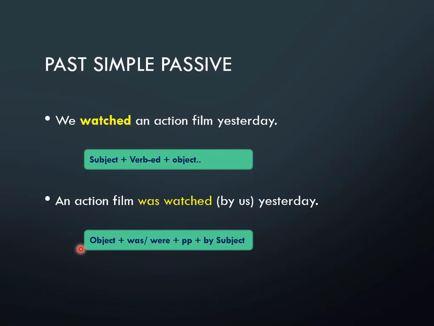We put the object at the beginning. We should write the past form of the helping verb be after the object, was or were. If the subject or the object here is singular, we write was. If it is plural, we should write were here. Then we write the PP or the past participle followed by the preposition by, and we can mention the subject at the end of the sentence, and you can complete your sentence as it is written in the active mode.